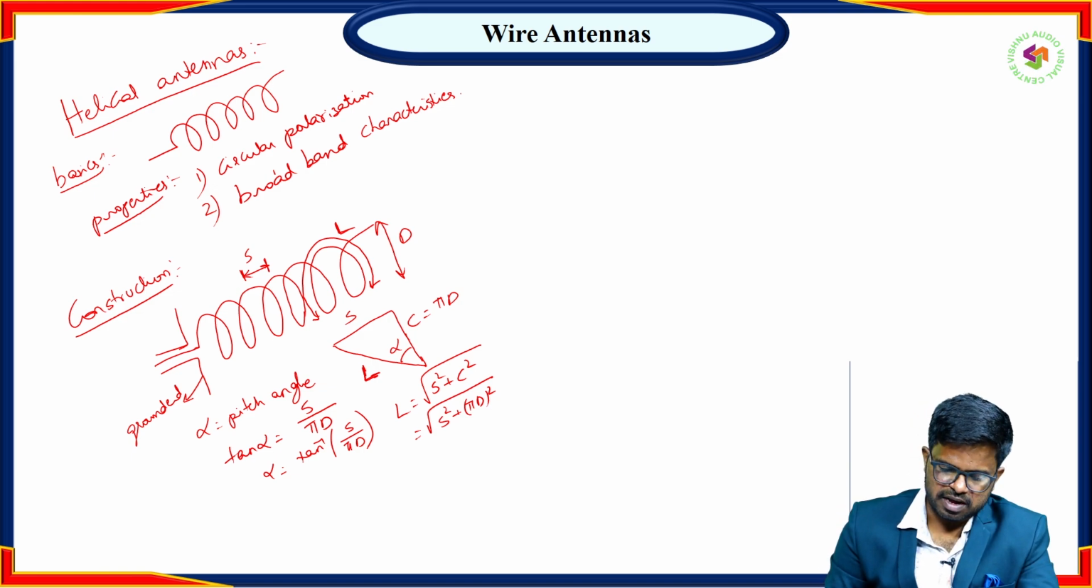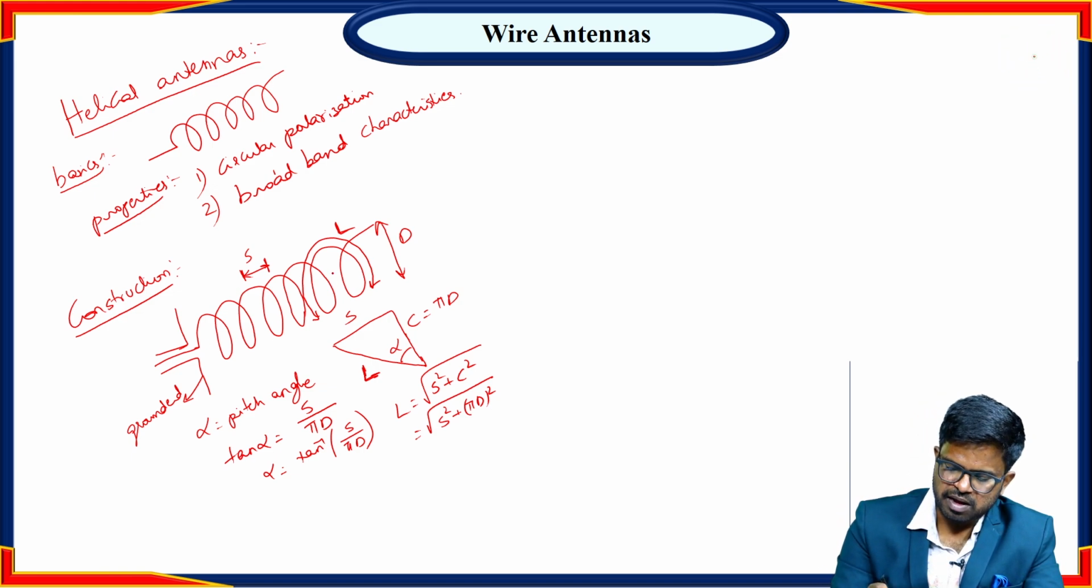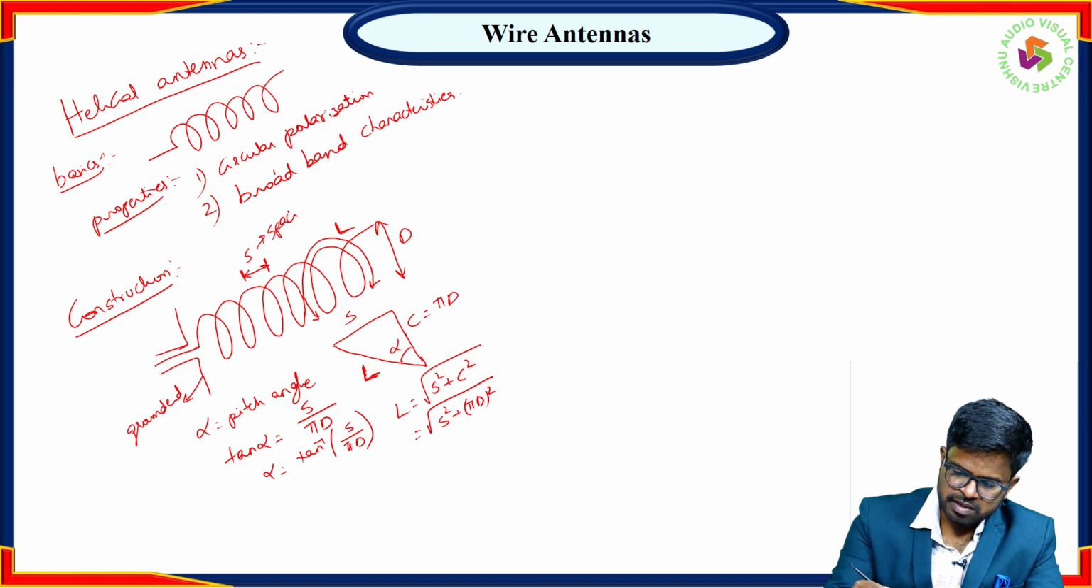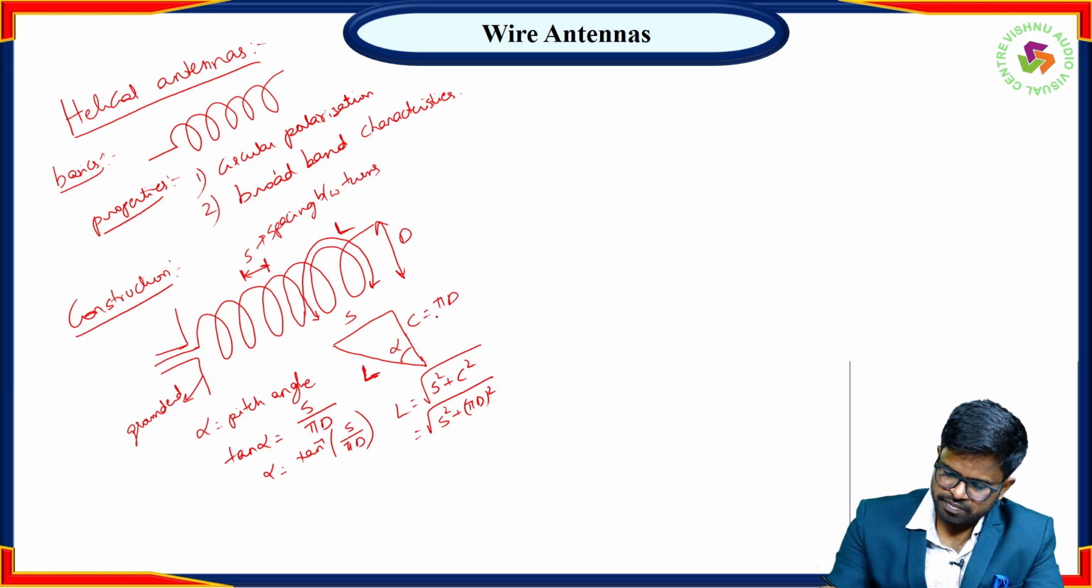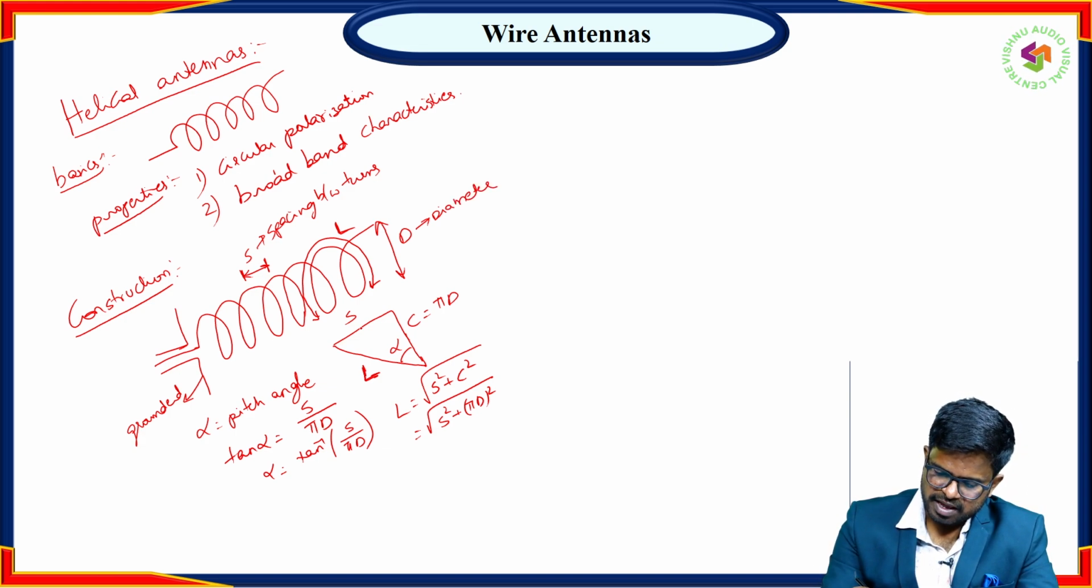This is actually the construction of your helical antenna. Here the inner conductor is connected to the helical wire, and the outer conductor is connected to the grounding plane. S is the spacing between turns, and D is the diameter of the helix. Then we can form a triangle here, S and C, and the angle between them is alpha. So the pitch angle is alpha, tan alpha equals S by pi d, and alpha equals tan inverse S by pi d.